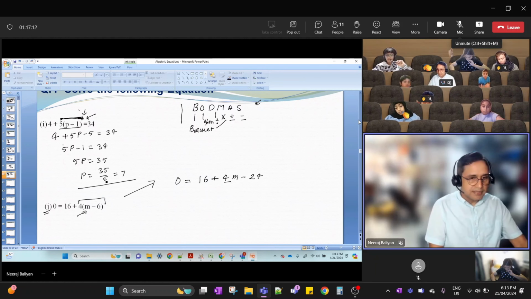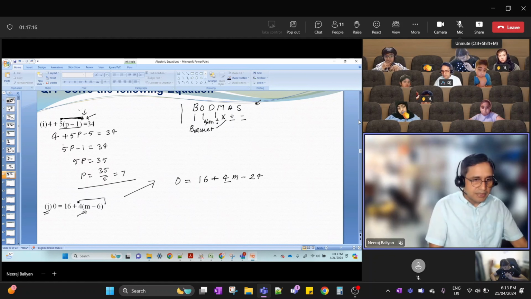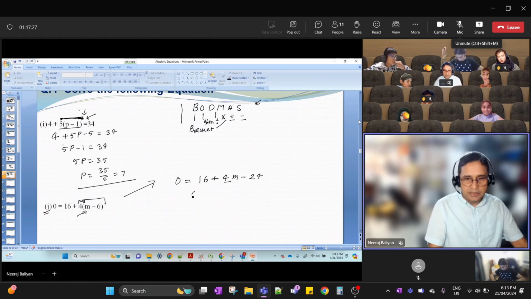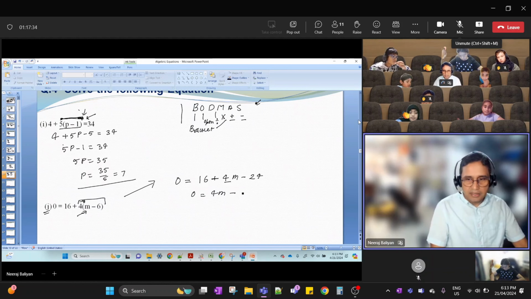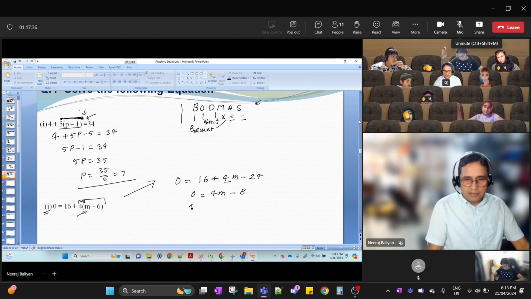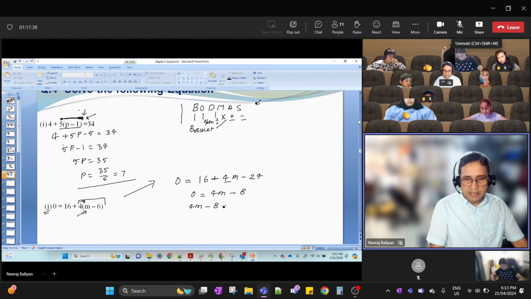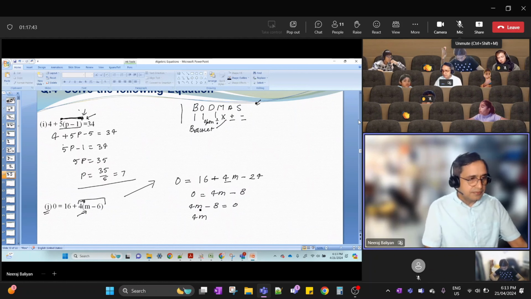So please pay attention here, Cliff. 0 is equal to 16 plus, when we open this bracket, 4 will be multiplied with every term inside. 4m minus 6 times 4 is equal to 24. So 0 is equal to 4m minus how much? 8. It means 4m minus 8 is equal to 0. And what will be the value of 4m, Cliff?